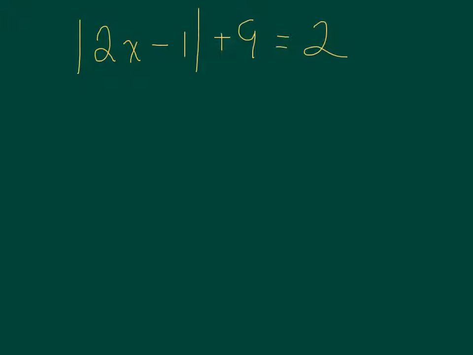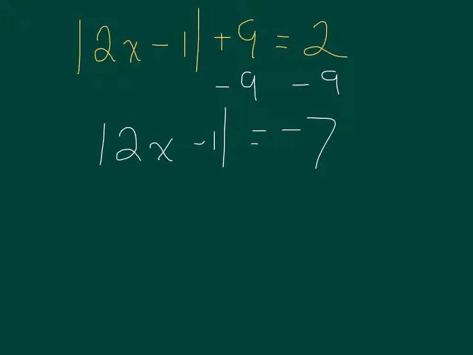So how about when we have an absolute value with some operation after it? Well, we still have to make sure that we solve for our absolute value first. We isolate our absolute value. So I'm going to subtract 9 from both sides, and I'm going to get the absolute value equals negative 7. So then we would split it up into two different equations.